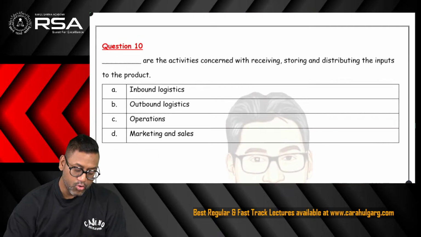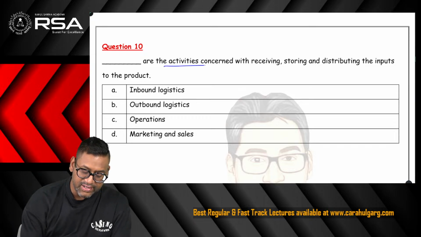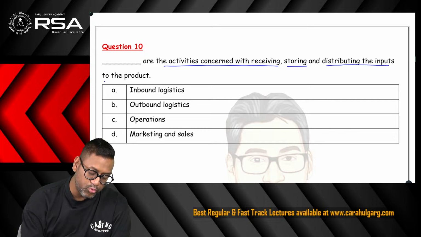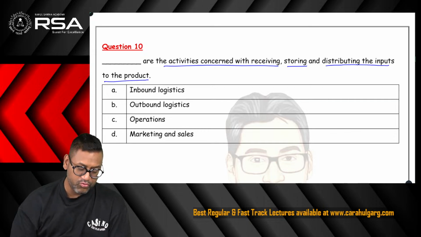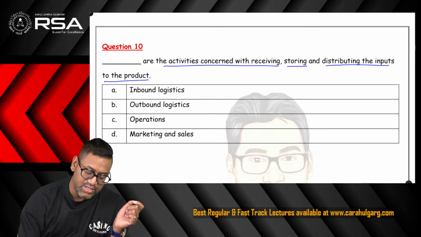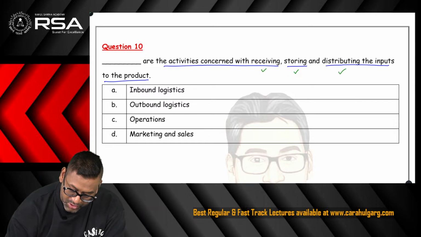Moving to next question number 10. It says dash are the activities, child, concerned with receiving, storing and distributing the inputs to the product. So we have to find out what it is called. I'm reading it once again. Activities concerned with receiving, storing and distributing the inputs to the product. What's happening over here?